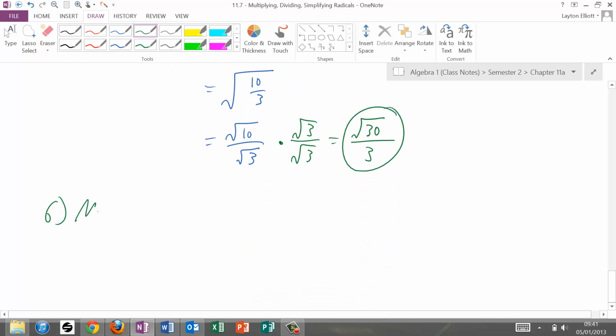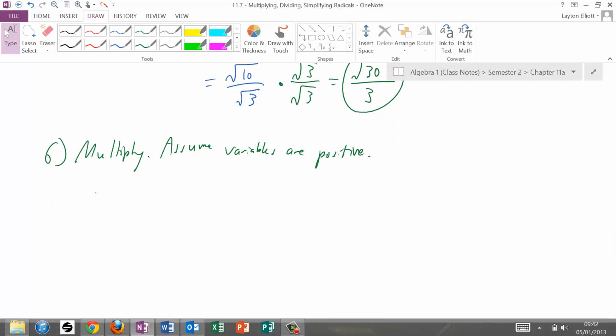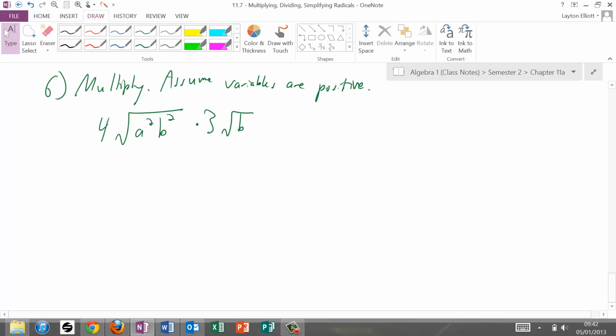Okay, number 6, we're going to multiply, and we're also going to assume variables are positive. We're going to multiply 4 radical a squared b squared times 3 radical b. Well, radical a squared b squared is just ab, so we have 4ab times 3, and then still times radical b. And 4 times 3 is 12, ab, then radical b, and that's it. That one's pretty easy.